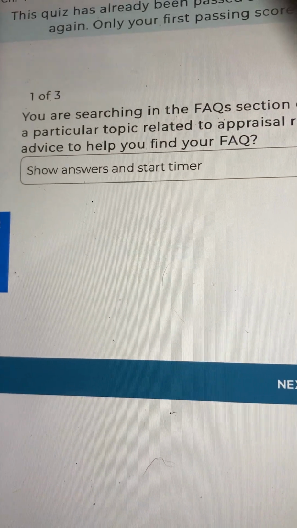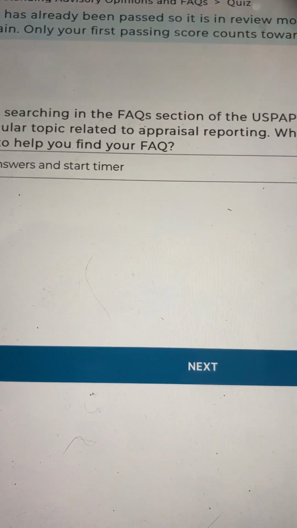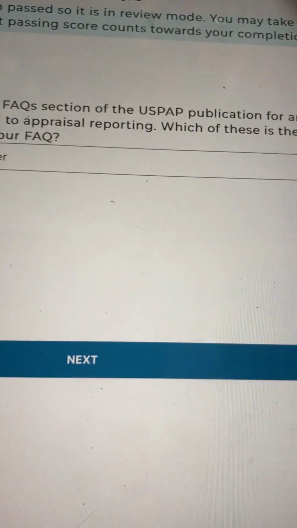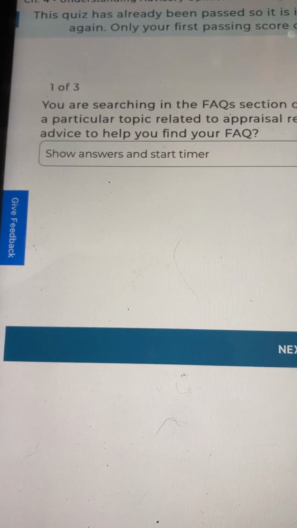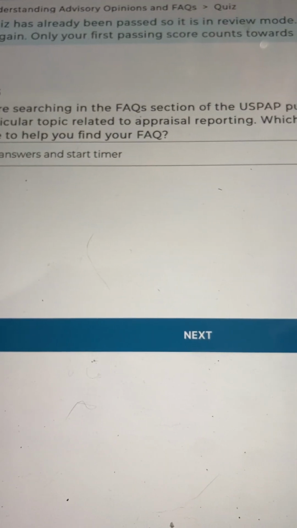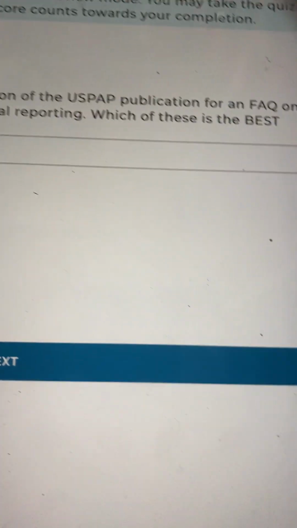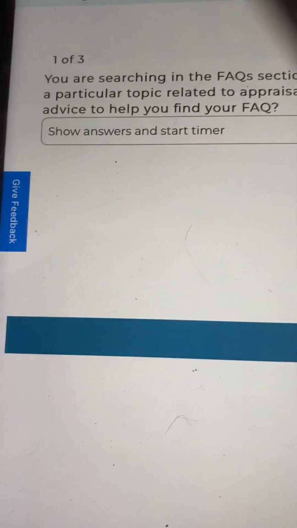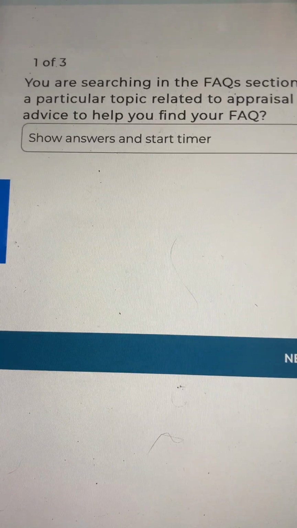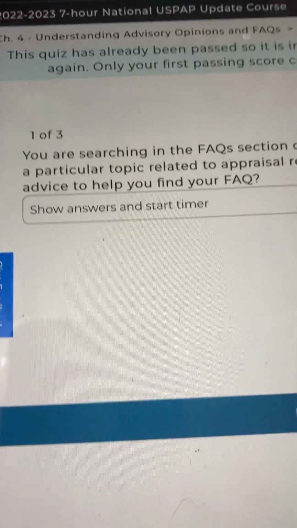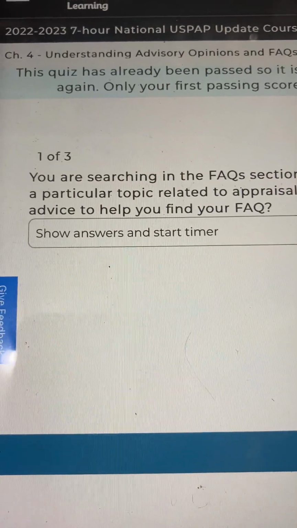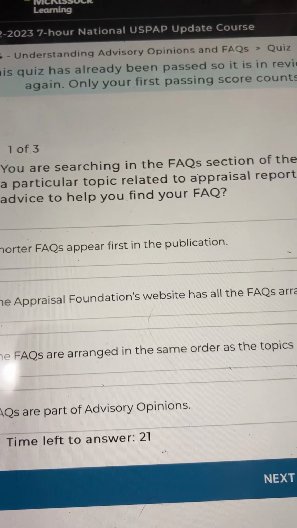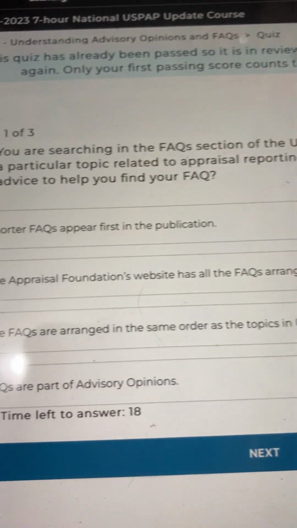Number 1. You are searching in the FAQs section of the USPAP publication for an FAQ on a particular topic related to appraisal reporting. Which of these is the best advice to help you find your FAQ? Show answers and start timer. Ready, set, go. A. Shorter FAQs appear first in the publication.